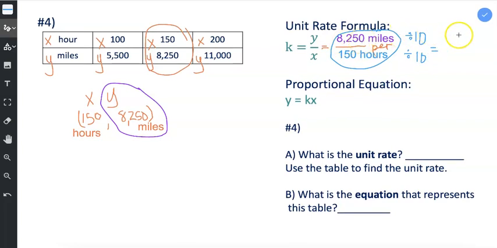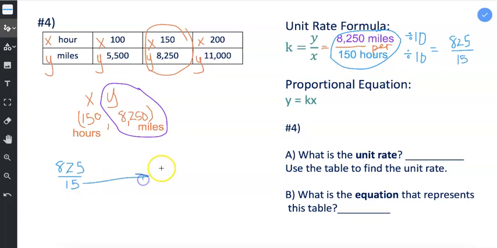So 8,250 divided by 10 is 825. And then 150 divided by 10 is 15. So it just makes the numbers a little bit smaller. And then I can come over here and complete my long division. So 825 is being divided by 15. The denominator stays on the outside, and then the numerator goes on the inside.